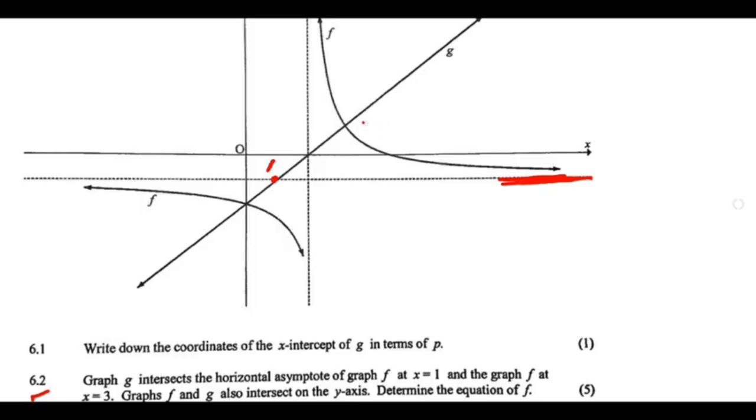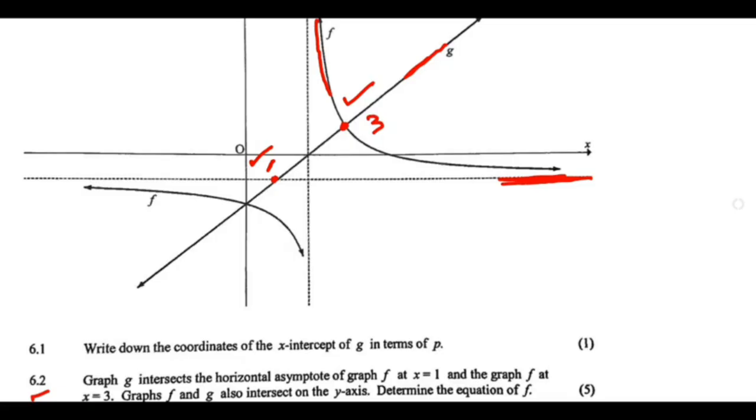And x equal to 3. So the x value 3 is here. So it intersects at x equal to 3, because f at x equal to 3. So g intersects the horizontal asymptote here, x equal to 1, and g also intersects the graph f at x equal to 3. So this is the graph f, at x equal to 3 here, and this is g.